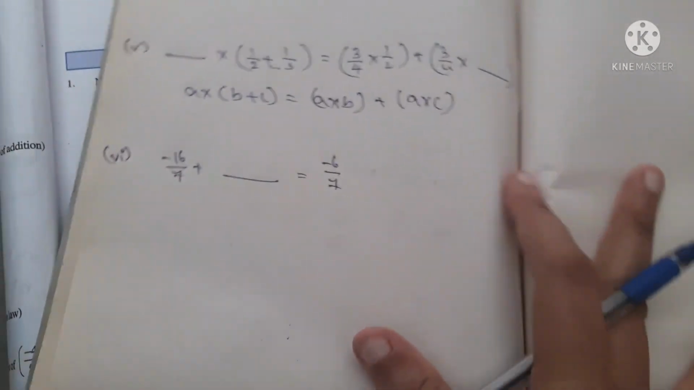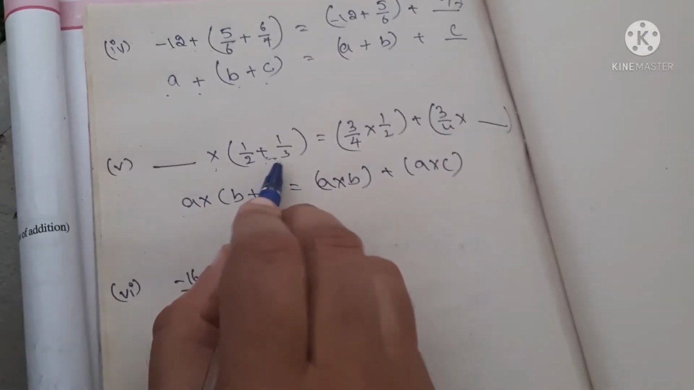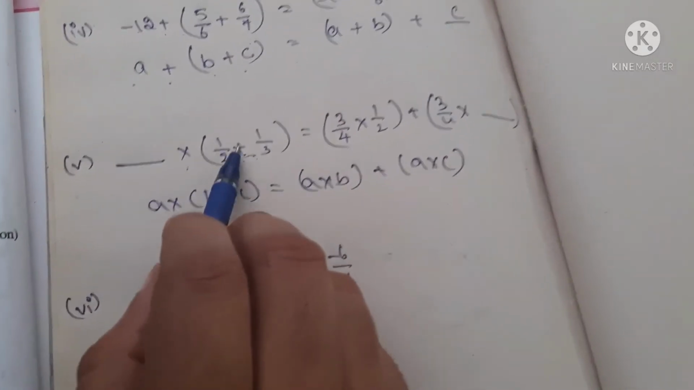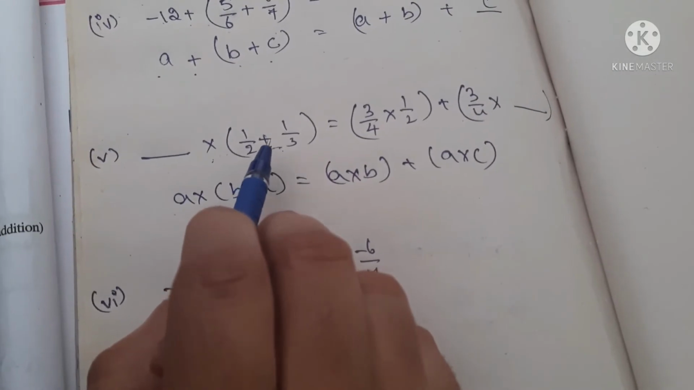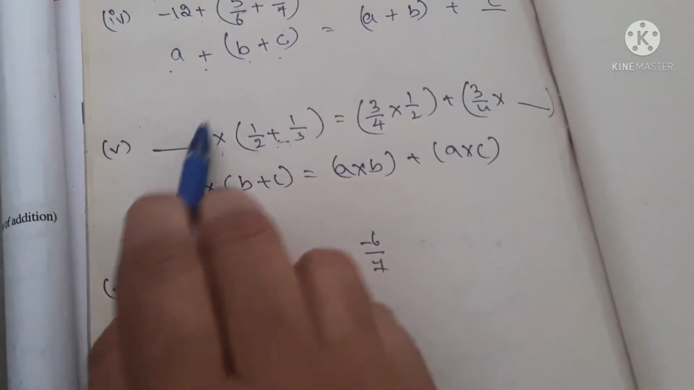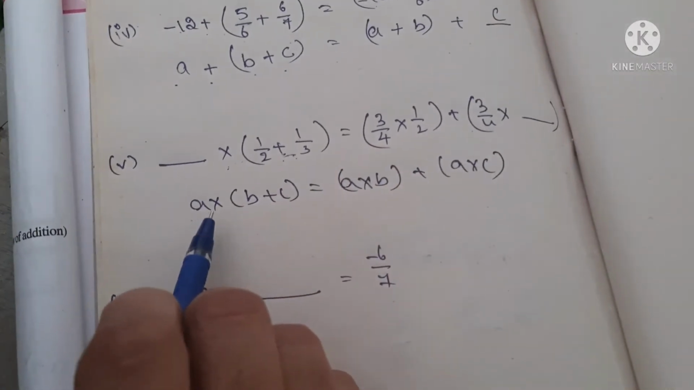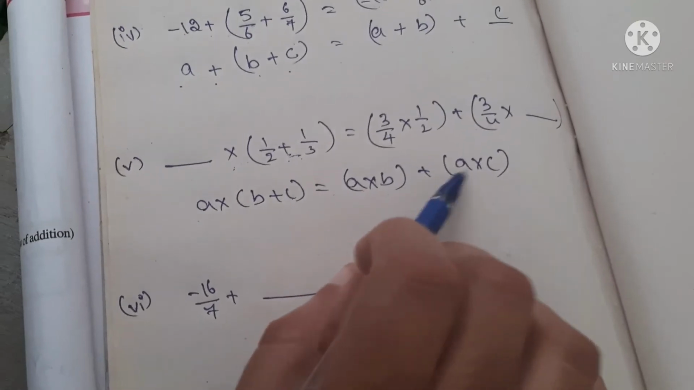Okay, how to find the property? Very good. Here 2 binary operations are there, so it is the distributive property. Here the addition is there, the binary operation is plus. So this is the distributive property, addition over multiplication. What is the distributive property? A into B plus C equals A into B plus A into C.